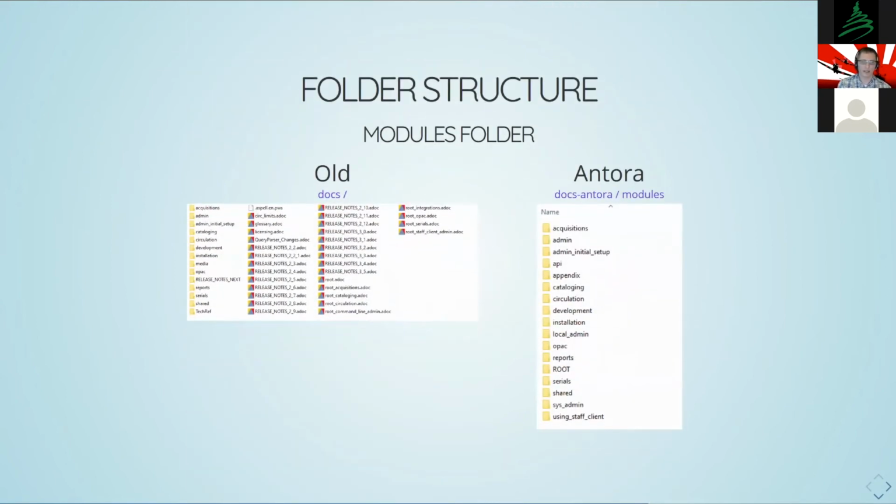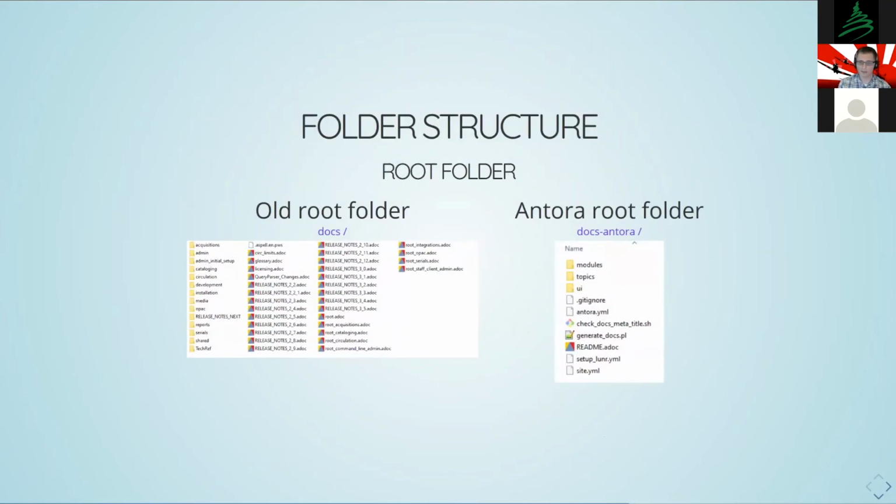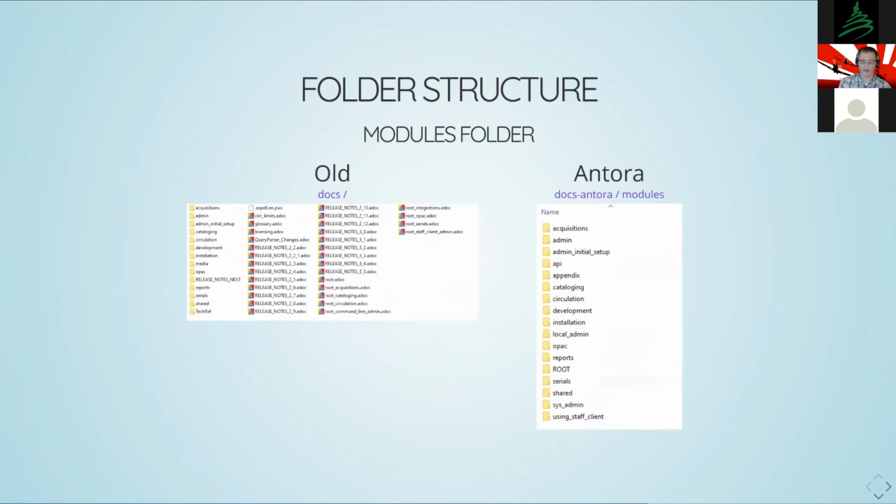Now, I've got the same screenshot on the left here because there isn't an associated folder in the old way to compare to Antora, but this is the modules folder within the Antora, and I'll go back up and call that out. There's the modules folder there at the top. So by and large, the modules folder is really where we're going to be heading. Now you start to see some similarities. We do have a mirror of our modules, quote unquote: acquisitions, admin, initial setup, API, appendix, and so on, as compared to the old way.